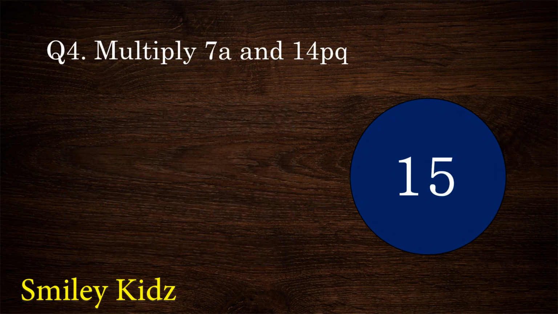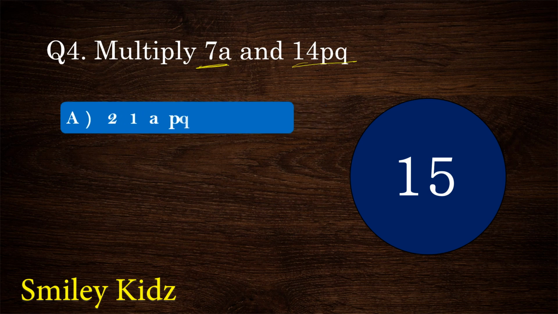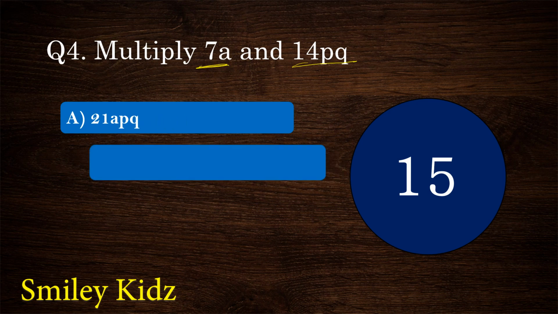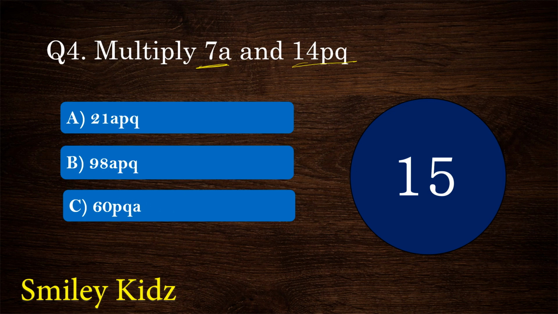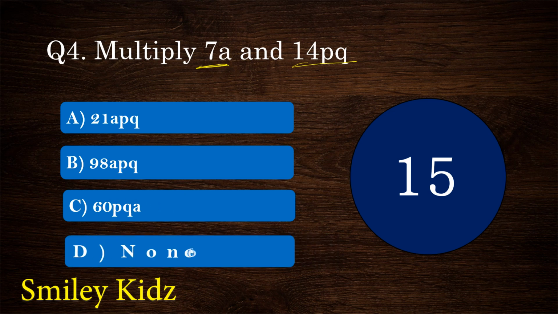Question number 4. Multiply 7a and 14pq. The options are A. 21apq, B. 98apq, C. 60pqa, or D. None of these. Your time starts now.